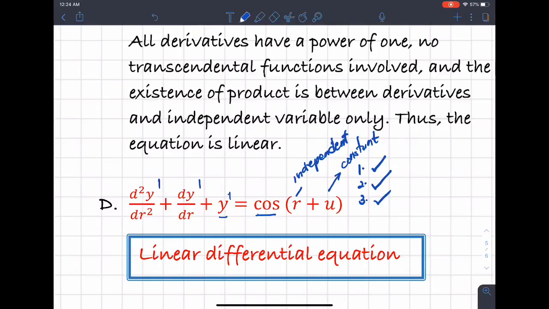Again, the three criteria are: the exponent of the derivatives as well as the dependent variable should only be one. The second criterion, no transcendental functions involving dependent variables; all the transcendental functions should only involve independent variables. If not, that is considered a nonlinear differential equation. And lastly, there should be no product involving the derivatives and the dependent variable. So those are all the parameters, or the classifications, of differential equations.